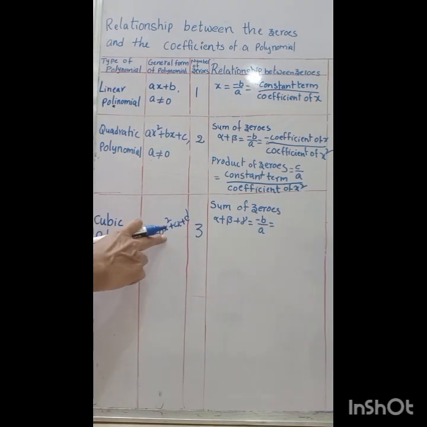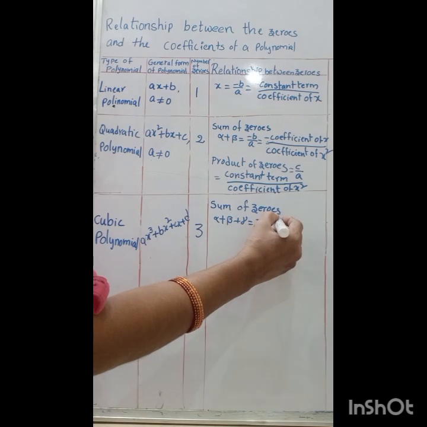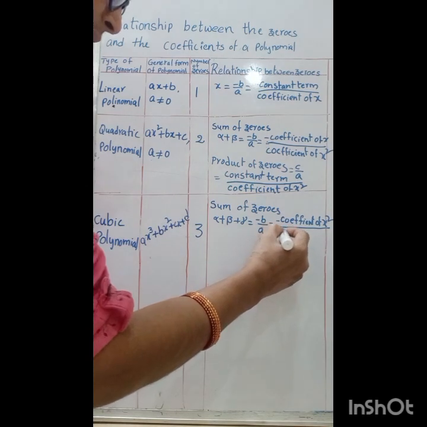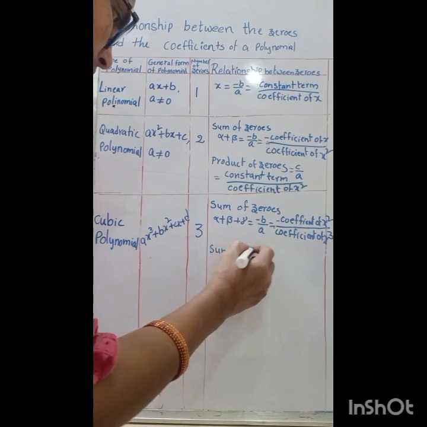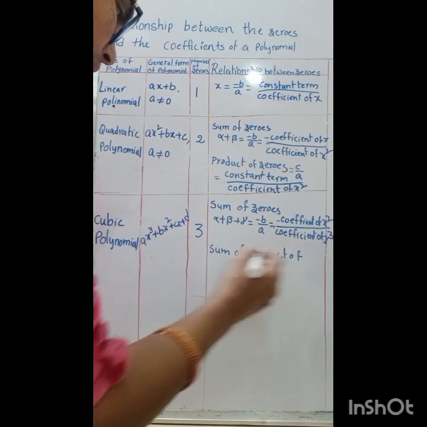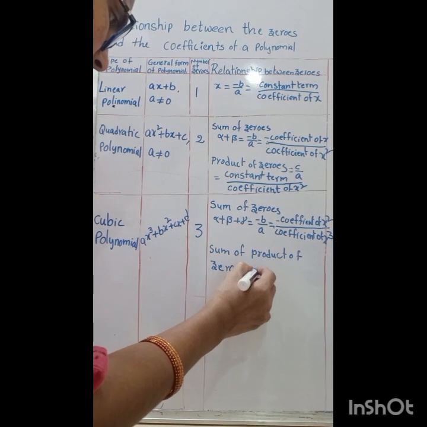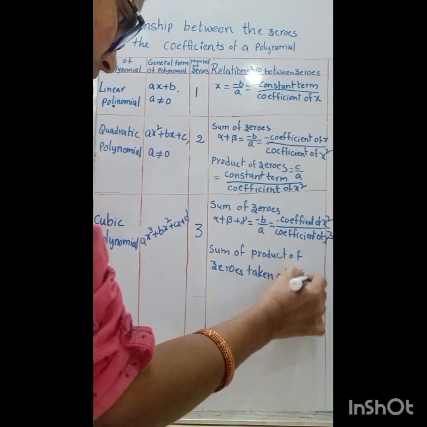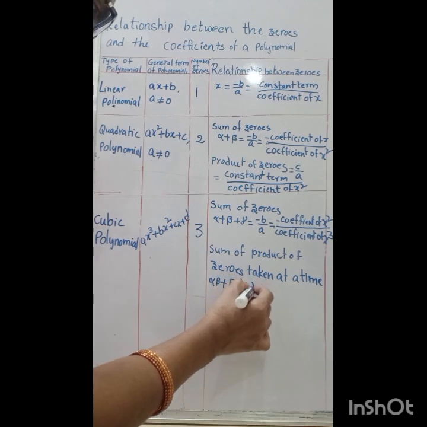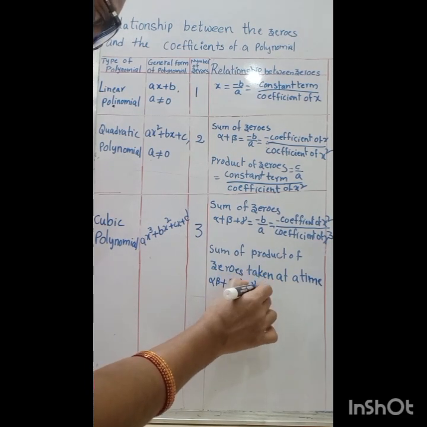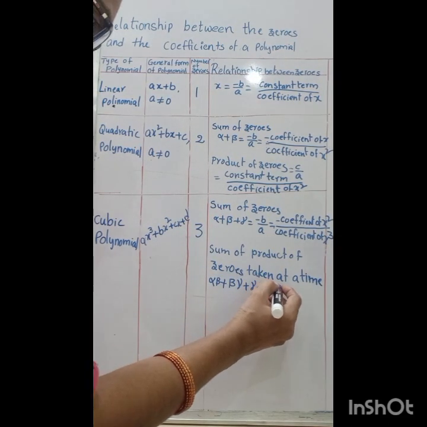So in this cubic polynomial, what is b? It is the coefficient of x square, and a is the coefficient of x cube. So minus coefficient of x square by coefficient of x cube. Next, the sum of the product of the zeros taken 2 at a time, which is alpha times beta plus beta times gamma plus gamma times alpha, is equal to minus c by a.